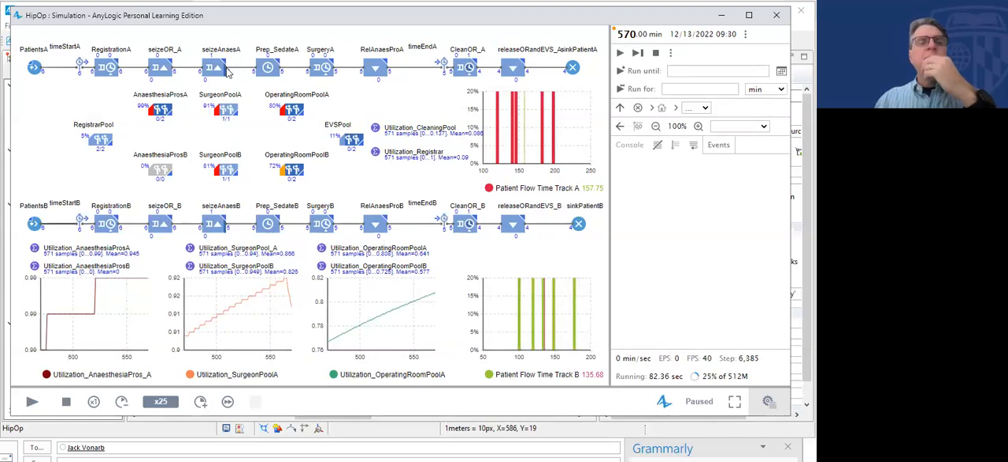Where is the 6th patient waiting to get anesthesia? Hasn't yet seized the anesthesia, hasn't yet got an anesthesiologist. Same is true here. 6 have entered, they've got the OR, but they don't have the anesthesiologist. So that's where things stand.